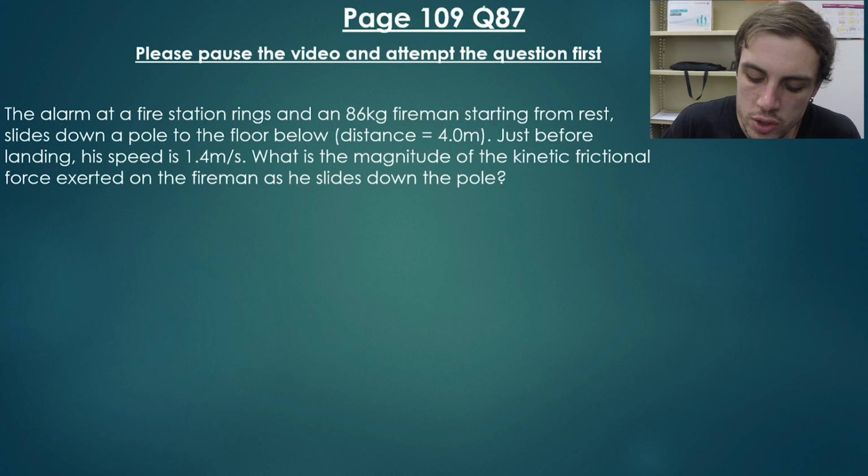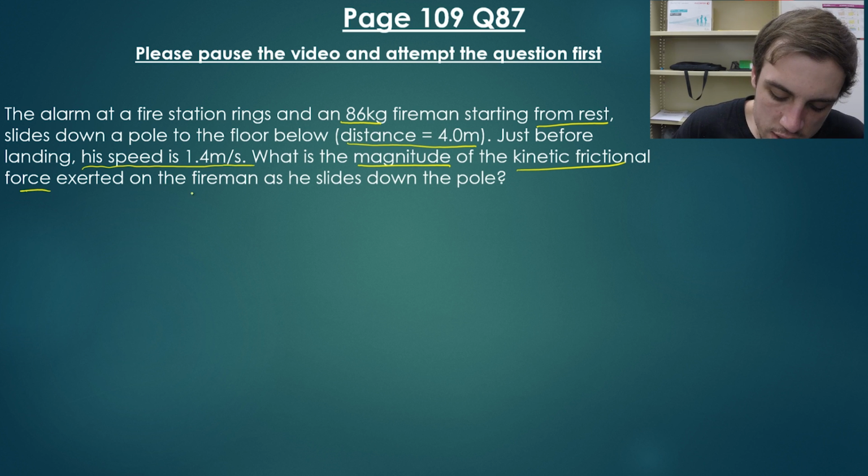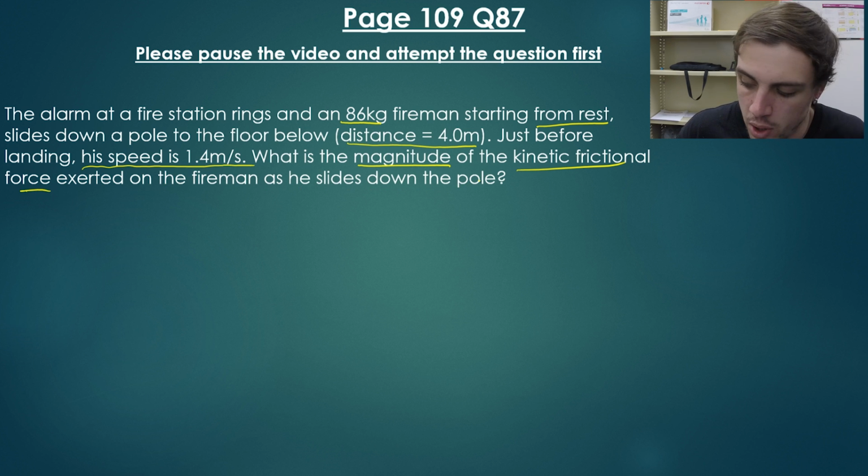Okay, so let us now push on to question 87. An alarm at a fire station rings and an 86-kilo fireman, starting from rest, slides down the pole to the floor below. The distance is 4 meters. Just before landing, his speed is 1.4 meters per second. What is the magnitude of the kinetic frictional force exerted on the fireman as he slides down the pole?